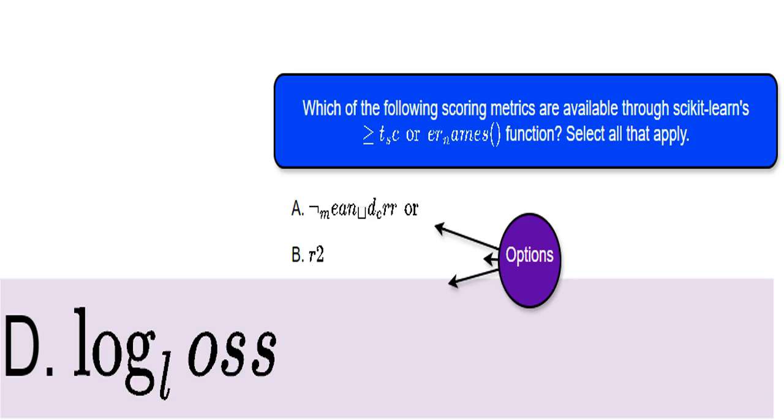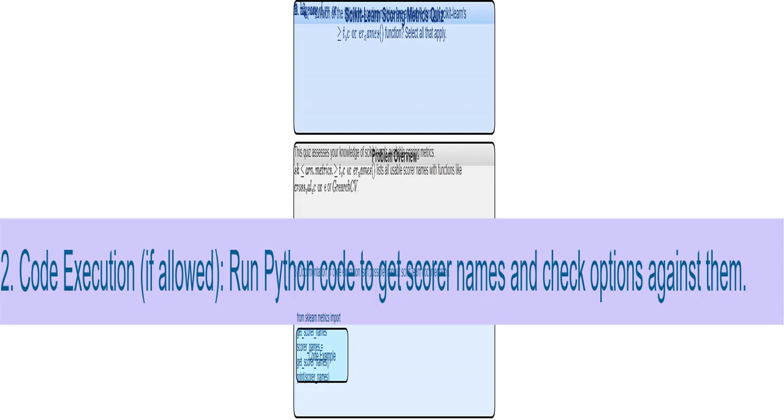It penalizes models that make confident but incorrect predictions. A lower log loss indicates better performance. I recommend this approach. It's the most reliable way to find out which metrics Sklearn offers.